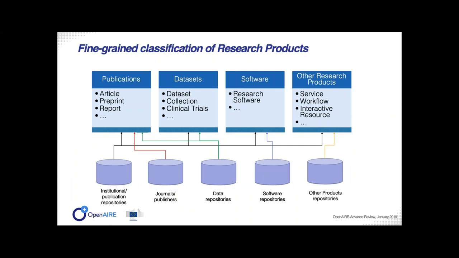We do a fine-grained classification of the resource products. So when we collect from a repository or a data source in general, we don't consider it to be a container of objects of the same class, like all publications, all datasets, all software. We consider them hybrid. So we do these classifications into our common model with a fine-grained methodology. So we check the original resource type, and we find every time a mapping into one of the meta classes we have in OpenAIRE, so publication, data, software, and other resource products, and a possible subclass if it exists.